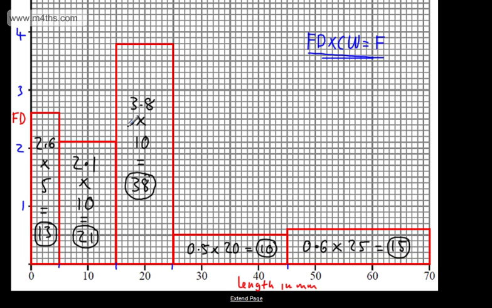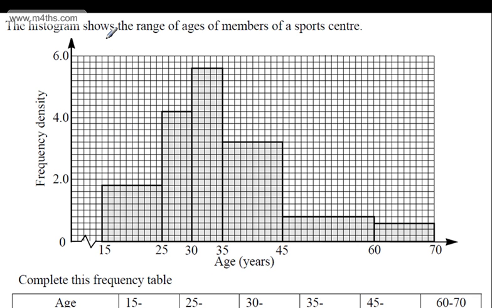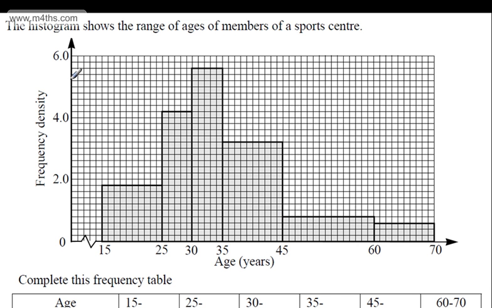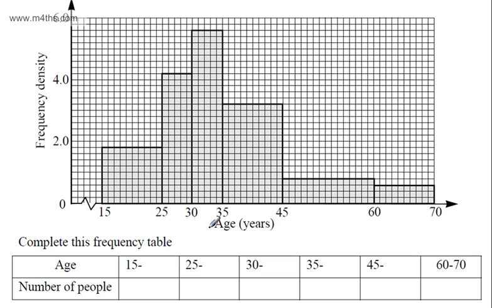That's drawing. Let's now look at interpreting a histogram. So in this one it says, the histogram shows the range of ages of members of a sports centre. So we've got now from here 0 to, we don't have anything in 0 to 15, we start at 15, 15 to 25, 25 to 30, 30 to 35, and so on and so forth. So we can see that these are unequal class intervals. We've got the frequency density up here, and we can go ahead and work out now the frequency from here. So it says complete this frequency table.